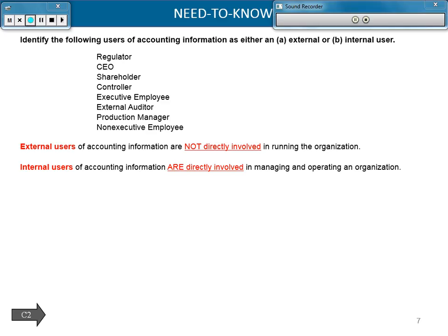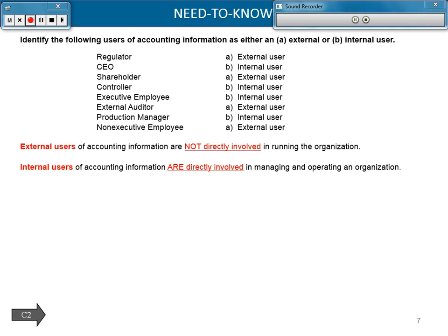Let's see if you can identify who's an external user compared to internal. So regulator. I heard one internal, one external. External. Majority external. CEO. Internal. Shareholder. External. Controller. Internal. Executive employee. Internal. External auditor. External. Production manager. Internal. Non-executive employee. Internal. Let's see if you were right. Were you? Yeah. You didn't even look at it. You just say, yeah, we were right.